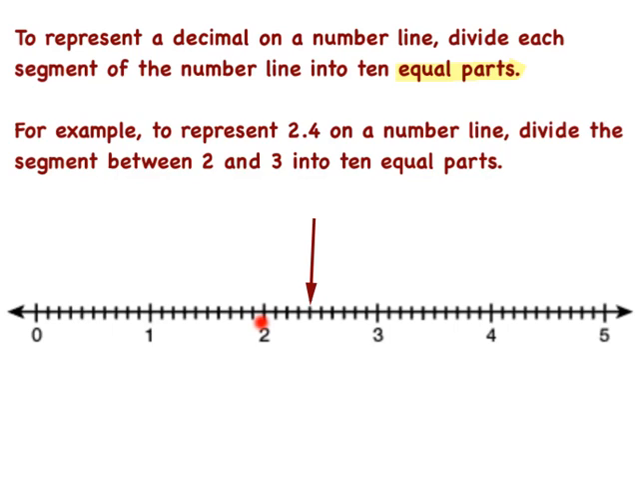So when I go to the 2, I don't count this spot. I first count when I do my first skip. So here's 1, 2, 3, 4, 5, 6, 7, 8, 9, 10. So I do have 10 equal parts, and I need to go to the 4/10. So I would go over 1, 2, 3, 4, and you can see that my arrow is pointing to the 2 and 4/10 on our number line.